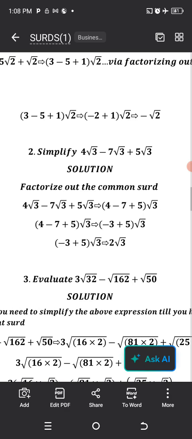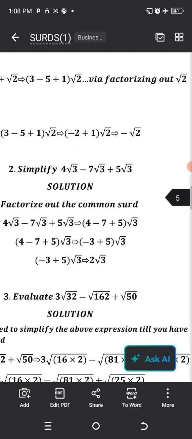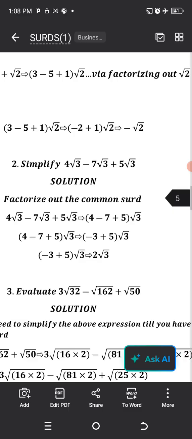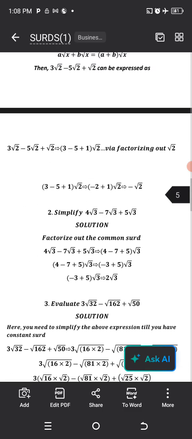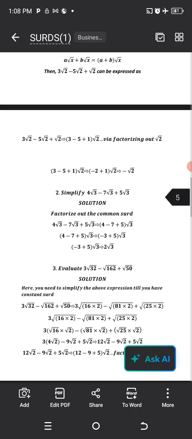That is, 3 minus 5 is what? It's minus 2. That is why you have at the front of the implication sign minus 2 plus 2. And minus 2 plus 2, you must know, is what? It's 0. So the answer is 0 times root 2, which is 0. So that is the solution for example 1. Sure you get it now.